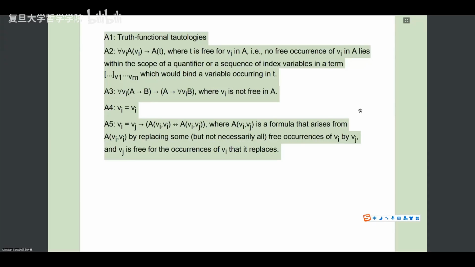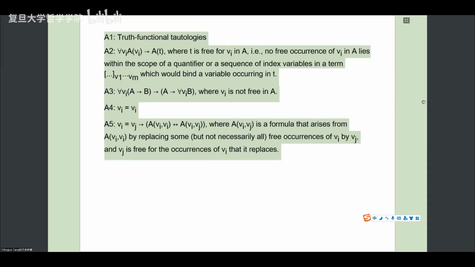Then we can take the next slide. We have, first of all, truth functional tautologies. This is A1. Then we have A2. This is also something you know from first order logic: for all Vi, A of Vi implies A of T, where T is free for Vi in A.